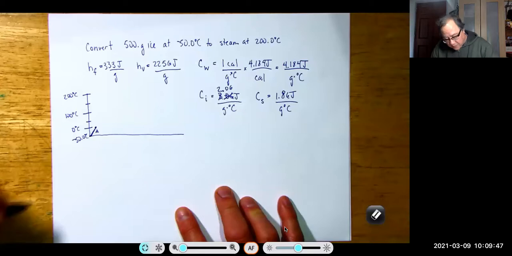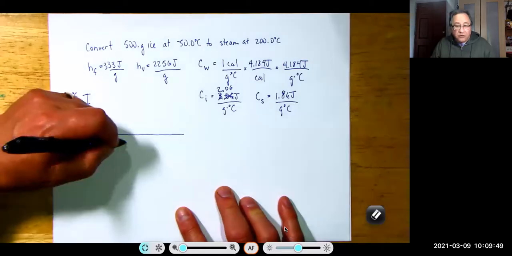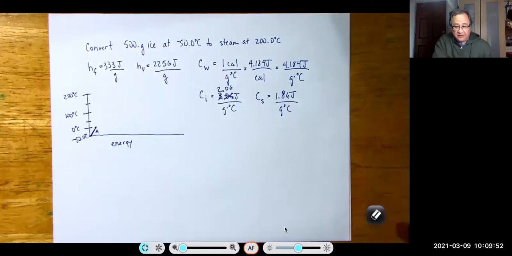And on the bottom, we have the energy needed. And we don't know how much that is. That's what we need to calculate, okay?